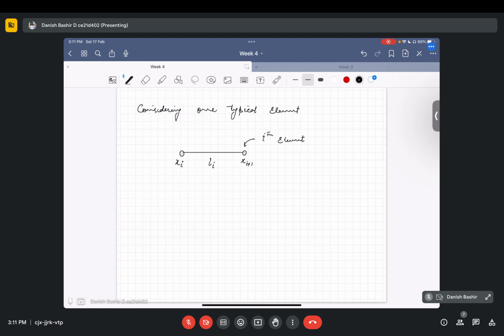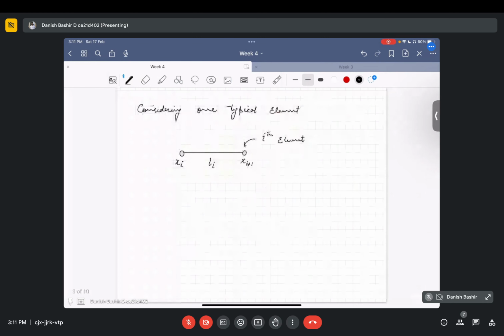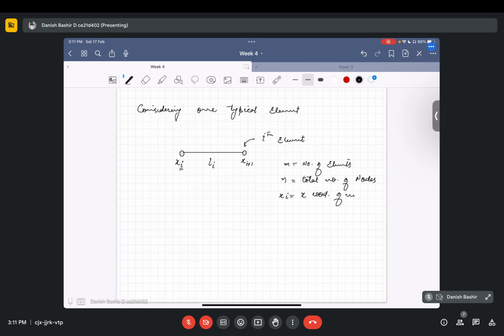Moving forward, let me write what all these things in the previous diagram were. m was the number of elements, and n was the total number of nodes, where xi that I assumed here is the x coordinate of node i, and li is the length of element i.